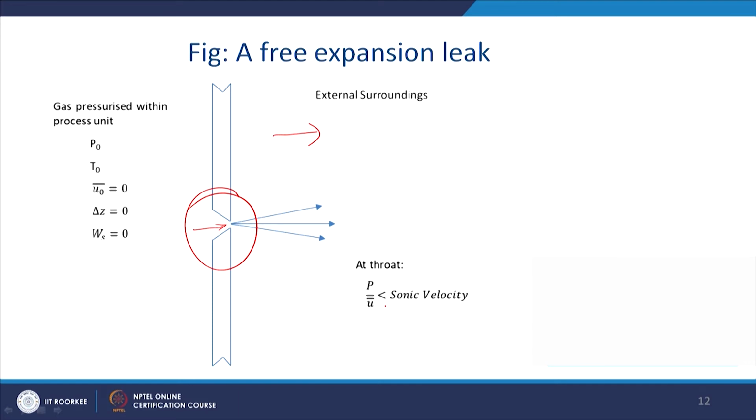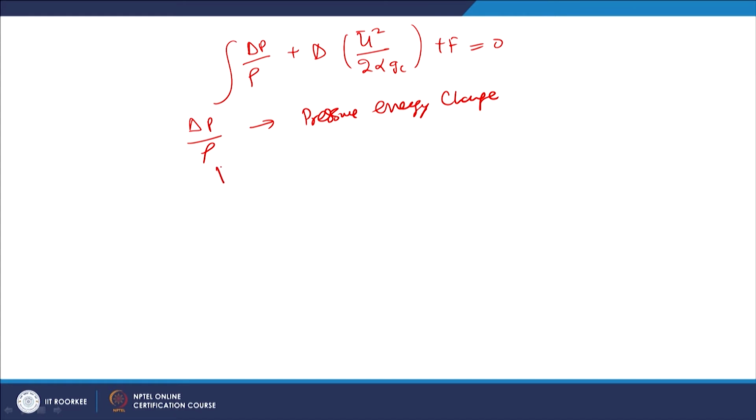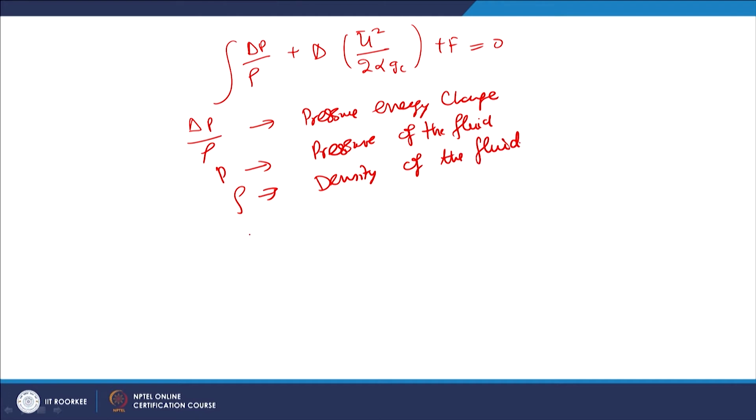If we consider this particular aspect through the hole, then we can write the mechanical energy balance for flow, and that is the integration of dP upon rho plus delta U bar square over 2 alpha gc plus F is equal to 0, where dP over rho is the pressure energy change, P is the pressure of the fluid, rho is the density of the fluid, and U bar is the average velocity at the hole.